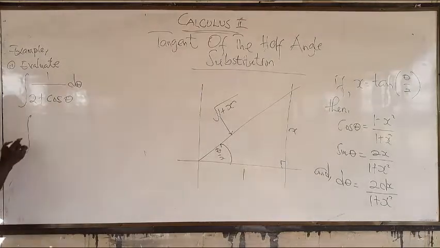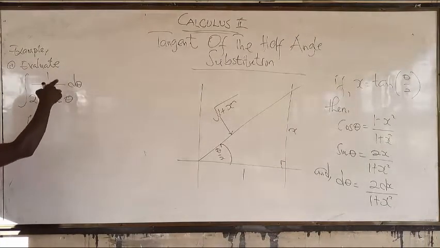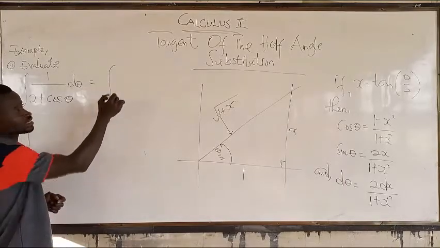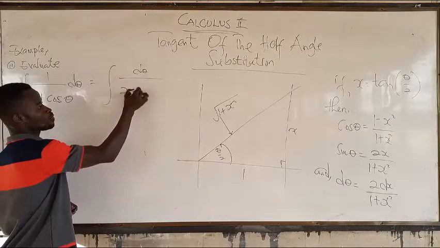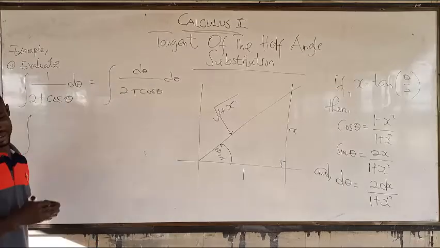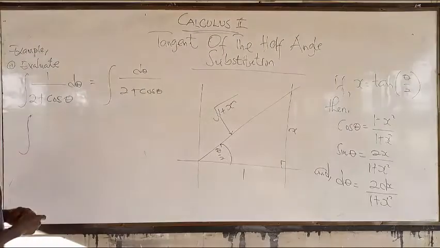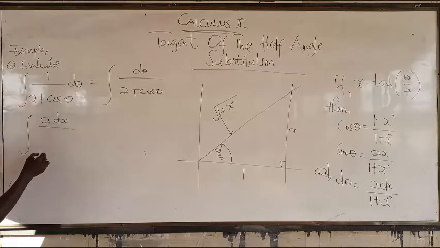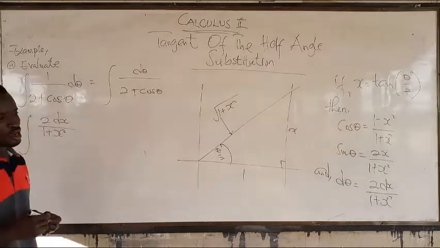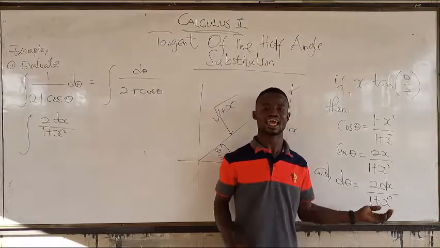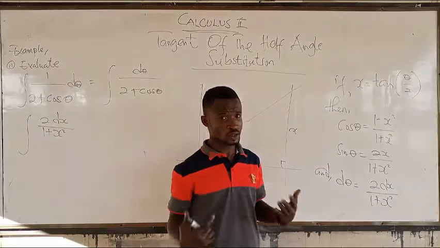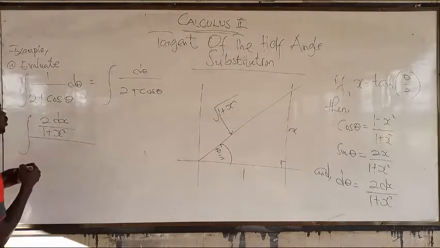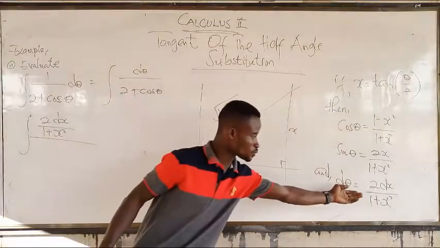So here by substitution, we can write it like this. The integral is the same as dθ over 2 plus cos θ. So dθ here is 2 ds over 1 plus s squared. Now in some books, they ignore the s and use t. It's still the same thing. If you want to use t, no problem, but here we are using x. So the whole of this is the dθ. That is what we have here.